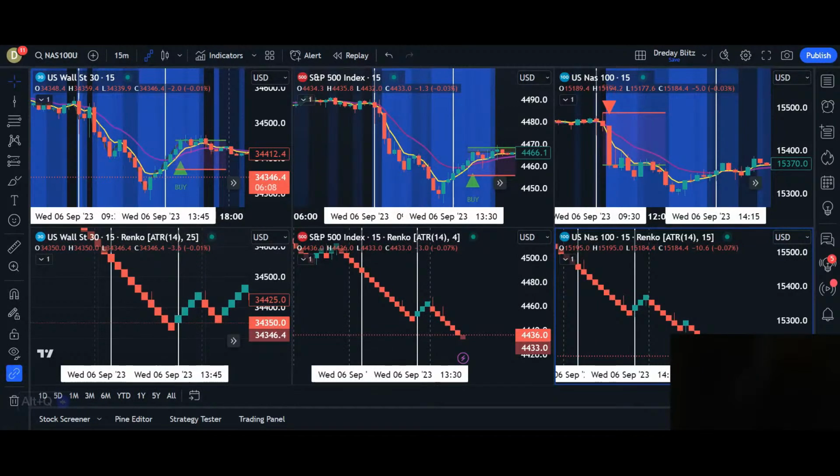And if you're not looking at the Renko bars and you're only trading off your own technical analysis, you would still be in the green here. So that was a good setup overall.